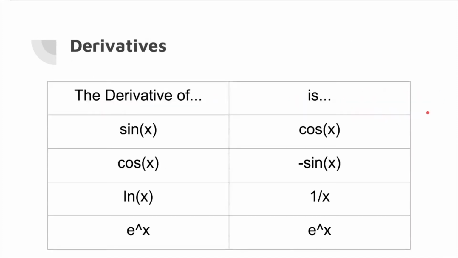All right, so now these are the 4 derivatives that you're going to be using today. So the derivative of sine of x is cosine of x. The derivative of cosine of x is sine of x. The derivative of ln x is 1 over x. And the derivative of e to the power of x is e to the power of x. So if you want to pause right now and remember these, go ahead.